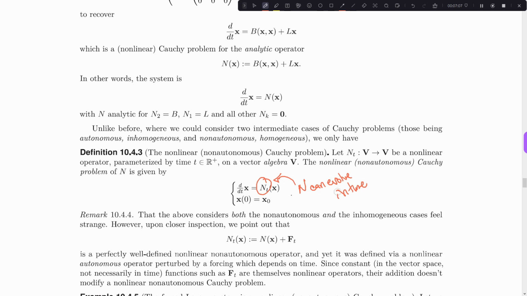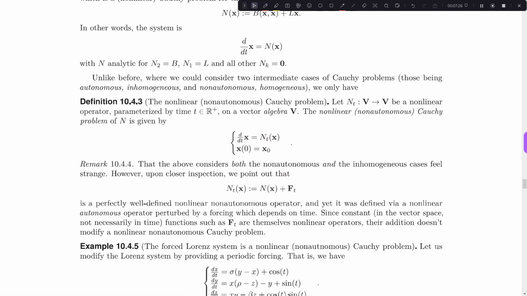And definitely this takes care of all the rest of the homogeneous cases, because I could just always add a forcing term that depends on time, and that's still just a member of a nonlinear operator. So we only have two styles of Cauchy problems in the nonlinear setting, the autonomous and the non-autonomous Cauchy problems.